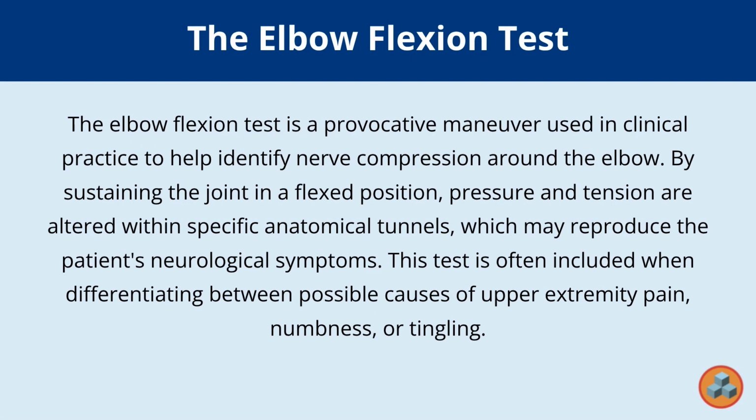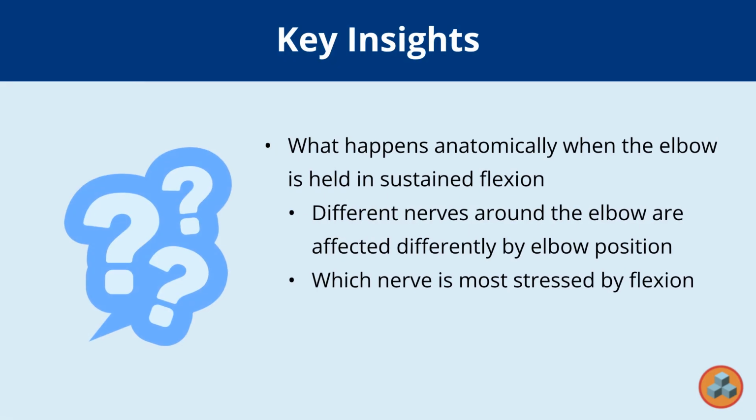The elbow flexion test is a provocative maneuver used in clinical practice to help identify nerve compression around the elbow. By sustaining the joint in a flexed position, pressure and tension are altered within specific anatomical tunnels, which may reproduce the patient's neurological symptoms. This test is often included when differentiating between possible causes of upper extremity pain, numbness, or tingling. The key to this question is understanding what happens anatomically when the elbow is held in sustained flexion.